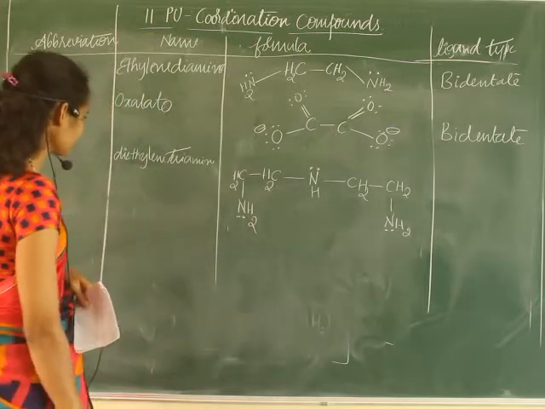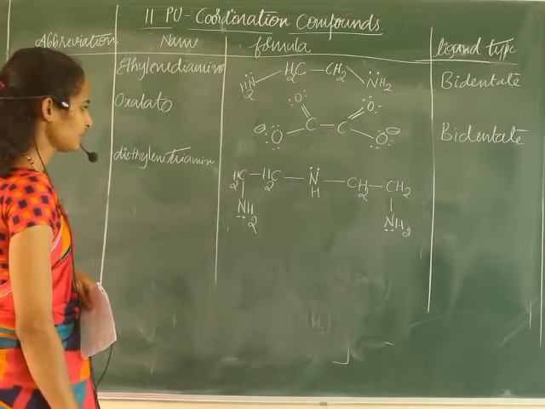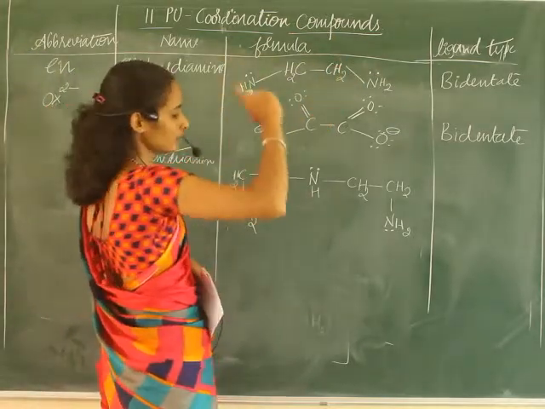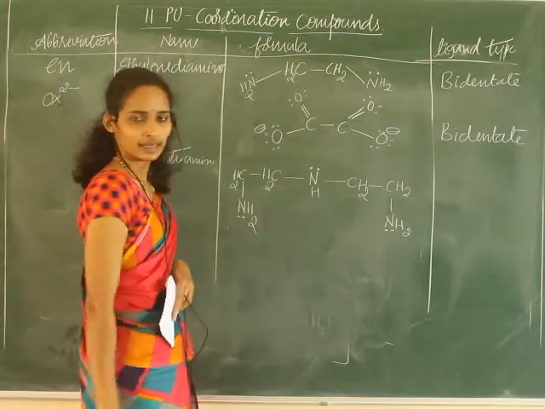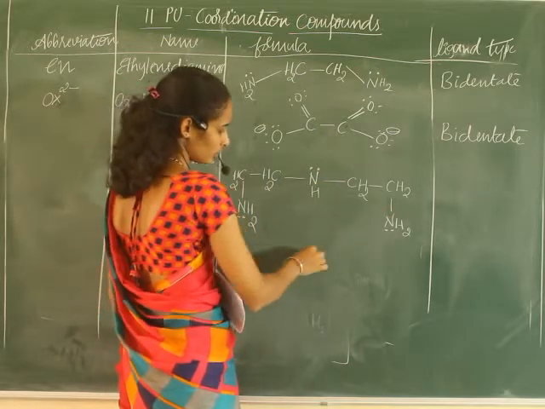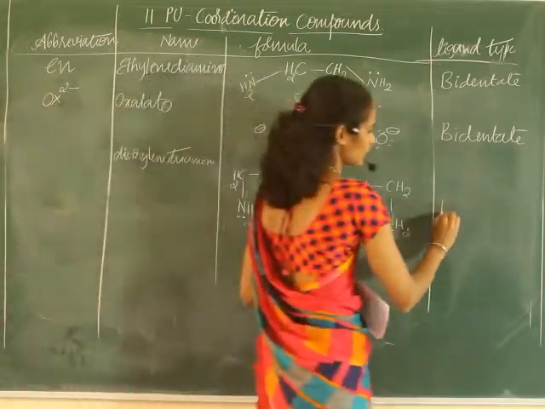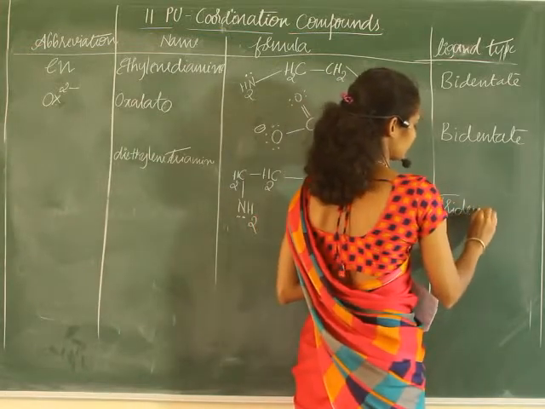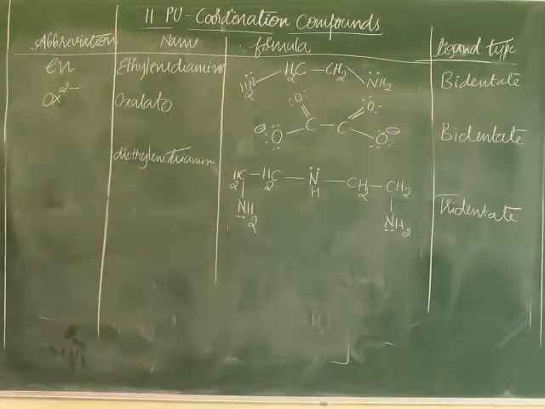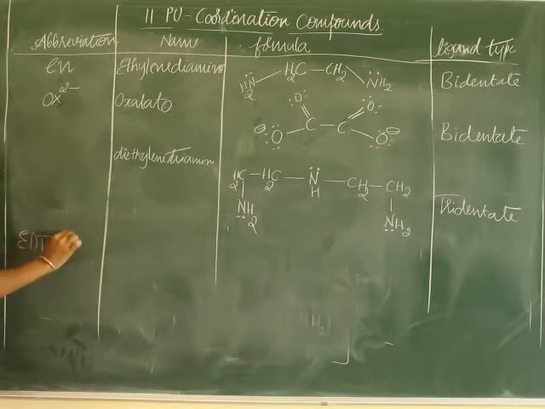Diethylenetriamine: you can write this diethylene group and 3 amines. Middle NH group will be there, right? It can donate electrons through this nitrogen or this nitrogen or this nitrogen. Hence, it is a tridentate ligand. Next one is EDTA 4 minus, that is acetate ion, right? You can call it as acetato.